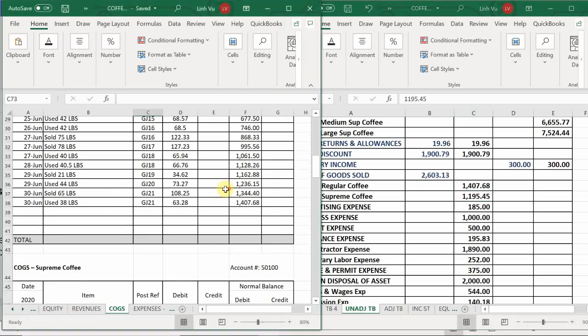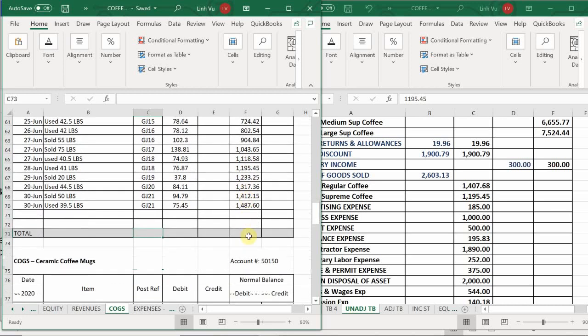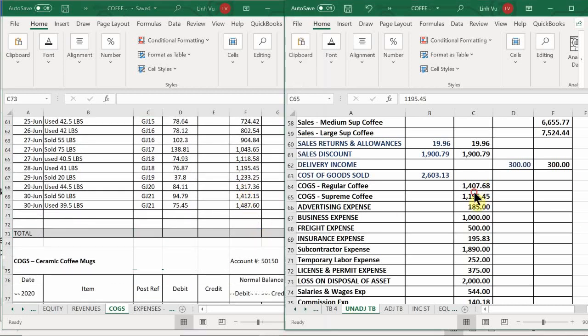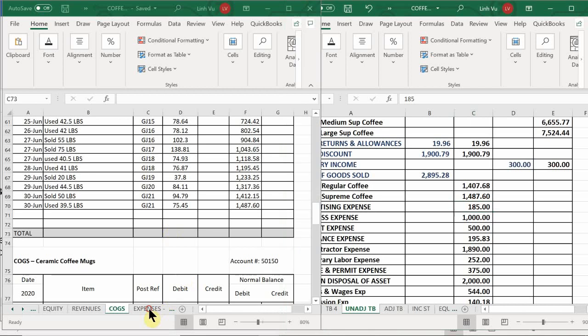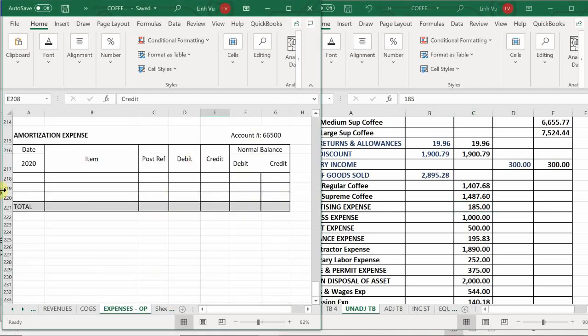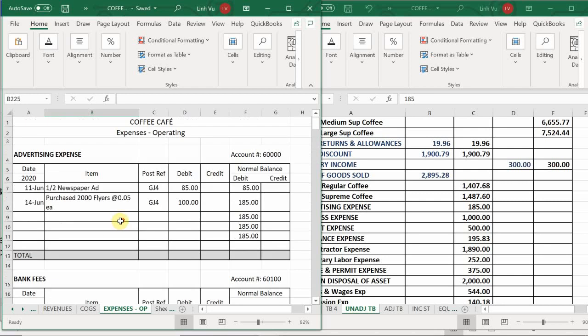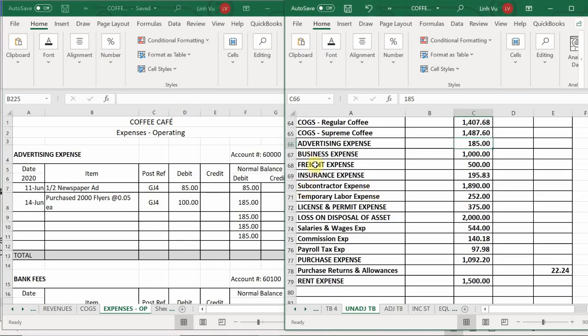And what is my total cost of goods sold for my Supreme coffee? 1487.60. Okay, giving me a grand total cost of goods sold of 2,895.28. So it's those two combined. And once again, that's all we have for now. Okay. Last section we have here is going to be our expenses. So most of these are main accounts already. For example, advertising expense is a main account.